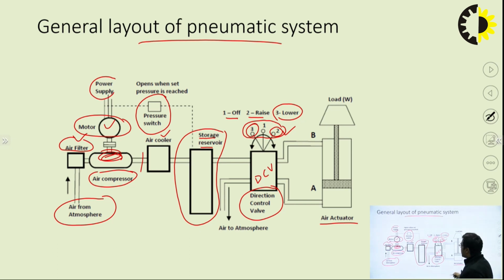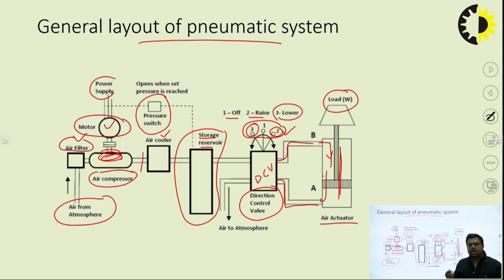And there is an air actuator. The air actuator is used for the actuations. What kind of mechanical work is to be performed, in which directions, can be decided by the DCV block. The actuation depends on what kind of load will be connected with this. The air actuator can be moved from A to B, or from B to A. That kind of movement can be controlled with the help of the pneumatic system.